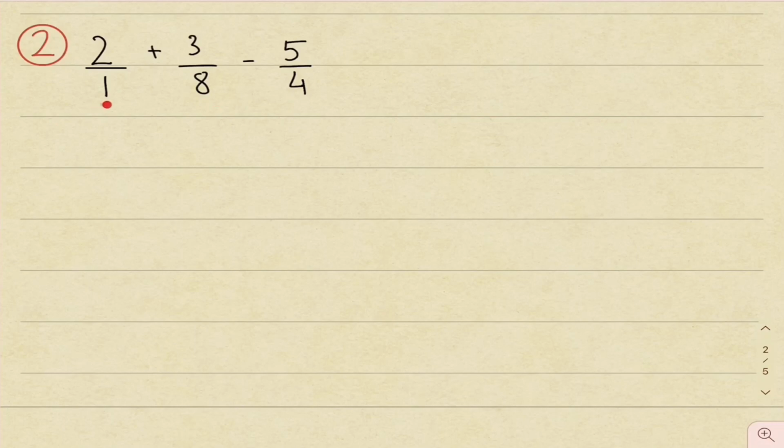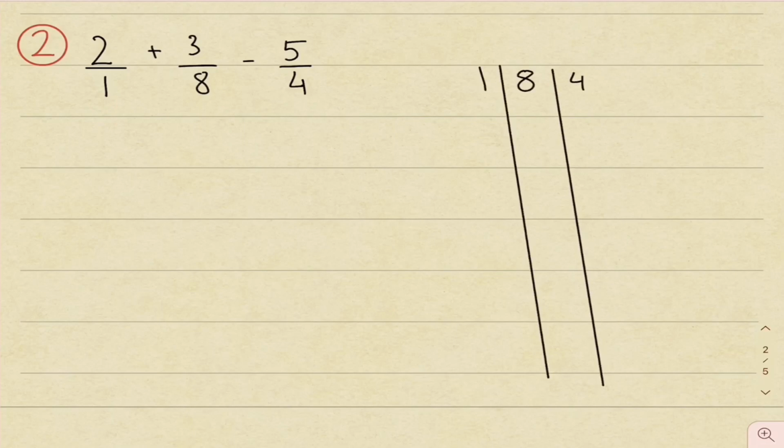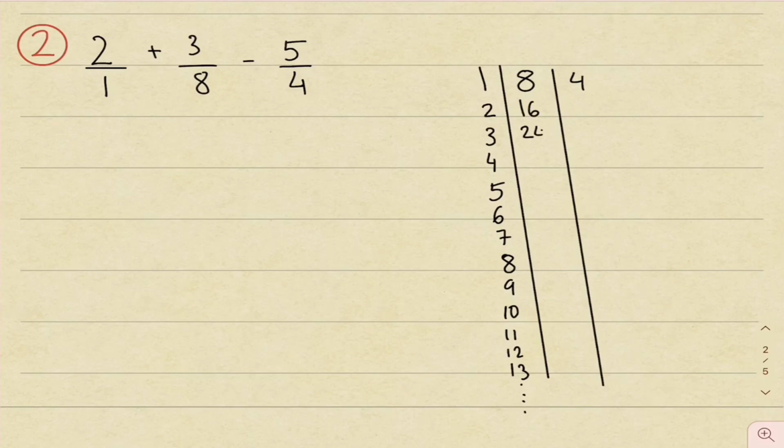I'm going to list the multiples of 1, 8, and 4. 1 plus 1 is 2, plus 1 is 3, plus 1 is 4, 5, 6, 7, 8, 9, 10, 11, 12, 13, and I'm going to stop there. You can continue if you want to, but you don't have to. Now let's find the multiples of 8. 8 plus 8 is 16, plus 8 is 24, plus 8 is 32, and I'm going to stop there. And the multiples of 4 are 4 plus 4 is 8, plus 4 is 12, plus 4 is 16, plus 4 is 20, and I'm going to stop there.